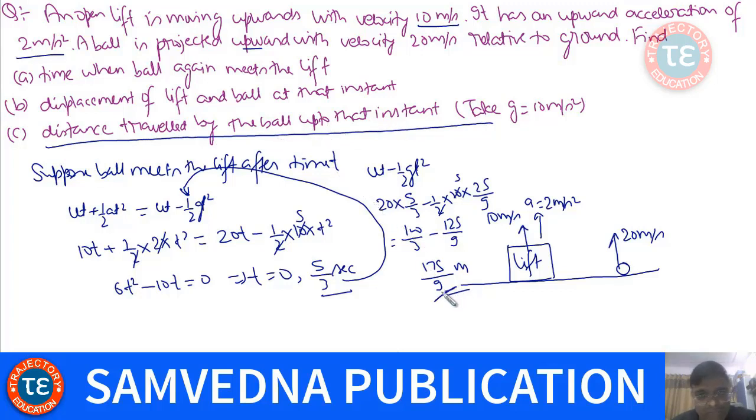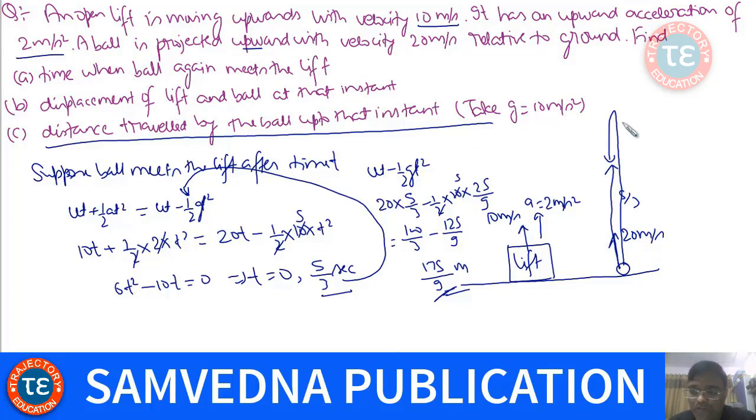See, distance may not be equal to this displacement, may be also equal, may not be equal also. That will depend whether ball meets the lift in its upward journey or ball meets the lift in its downward journey. If ball meets the lift in upward journey after 5 by 3 seconds, then distance and displacement will be same. But if ball meets the lift in downward journey, then distance and displacement will be different. Okay, in that case, distance will be this plus this. But if ball meets the lift in upward journey, then this distance is same as displacement.